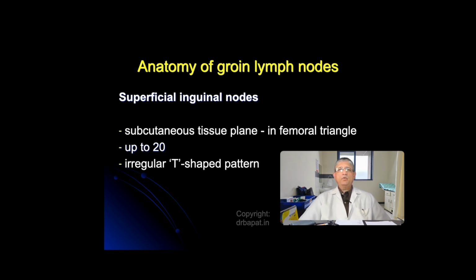Femoral triangle is bounded by inguinal ligament, the medial border of sartorius, and the medial border of adductor longus. So, nodes of this group lie below, by that I mean distal to the inguinal ligament. These are up to 20 nodes arranged in an irregular T-shaped pattern.